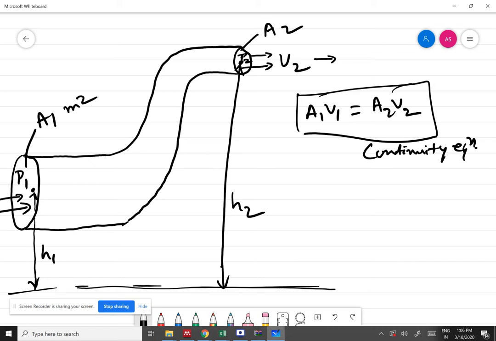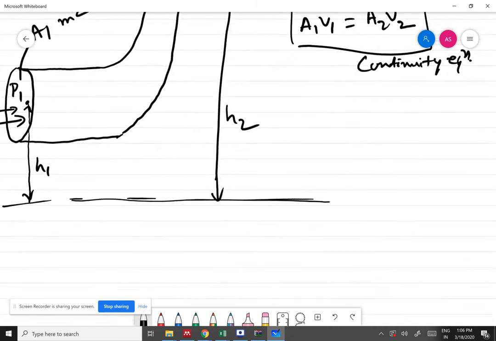If this equation doesn't hold, that means water is either getting sucked out or getting accumulated inside the system, which is not possible. If water starts getting accumulated here, this pipe can burst. So A1 V1 should essentially be equal to A2 V2. This is the continuity equation.